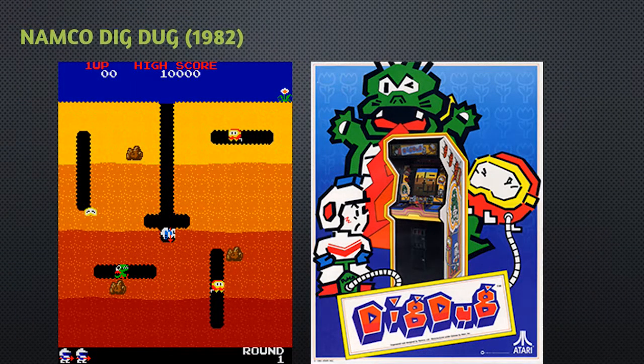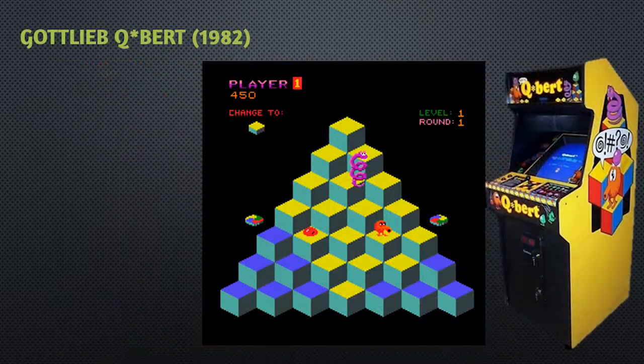I felt remiss if I didn't mention Dig Dug. Dig Dug's a great game. That's all I can say about that. Pardon? I played that one too. All right. It's super fun. It's a great game, but I'm not going to say anything more about it.